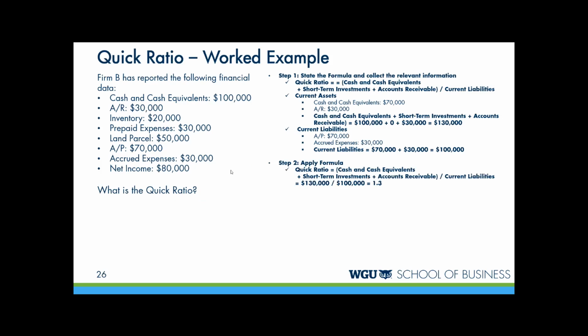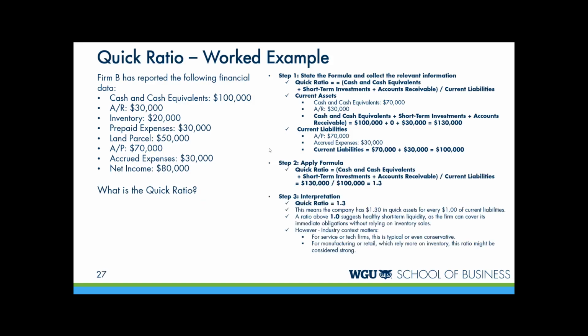So we apply the formula, which is going to be 130,000 divided by 100,000 to give us a quick ratio value of 1.3. And so now that we have the value, let's interpret it. So we have 1.3. So that means this firm has $1.30 in quick assets for every dollar of current liabilities it holds.